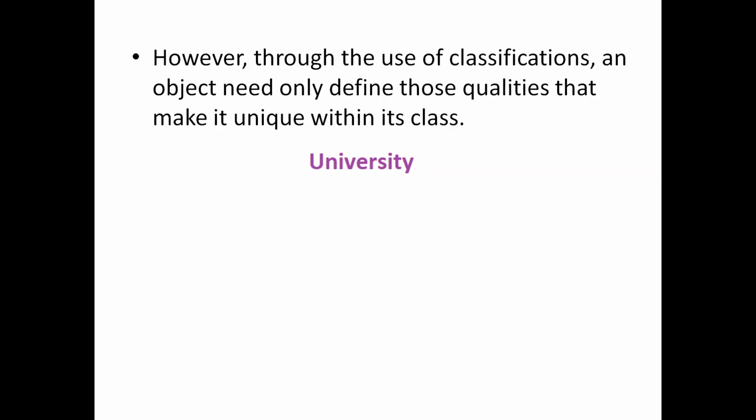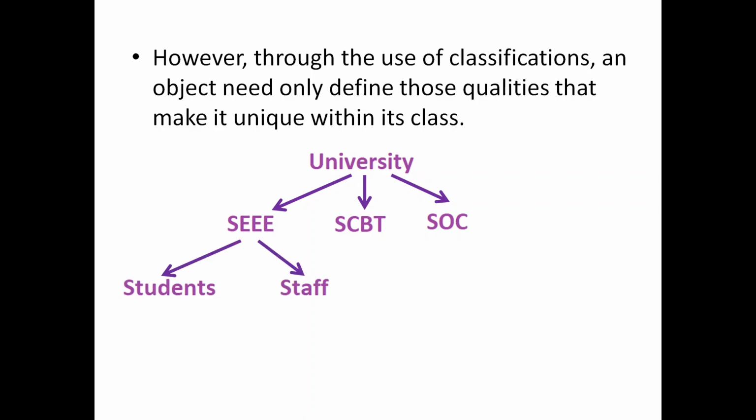Now if you go for the classification of the student, then we will start with the university. University is a starting point for a student to exist, and under the university we may have branches like SEE, SCBT and SOC. Under each branch we will have students and staff, and if you go further, then the staff can be further classified into teaching and non-teaching staff. In this way we can go on to create a classification.